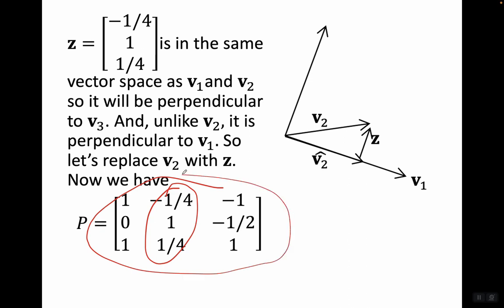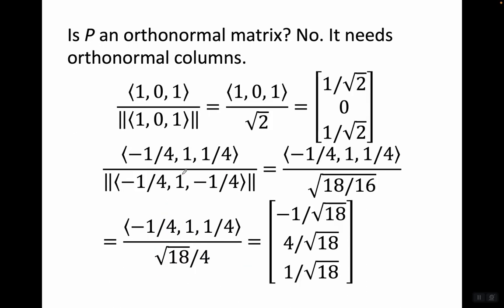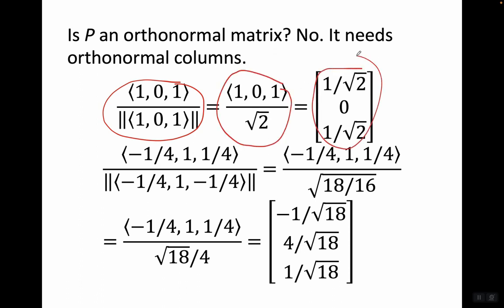It's a matrix whose columns are orthogonal to each other. Is P an orthonormal matrix? No, it needs orthonormal columns. So to find orthonormal columns, we need to make unit vectors in the same direction. So instead of (1, 0, 1), we want (1, 0, 1) divided by the length of (1, 0, 1). In other words, (1, 0, 1) divided by square root 2. This vector, I should say: (1 over square root 2, 0, 1 over square root 2).